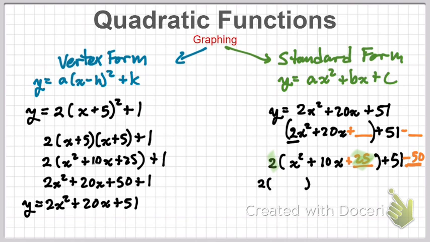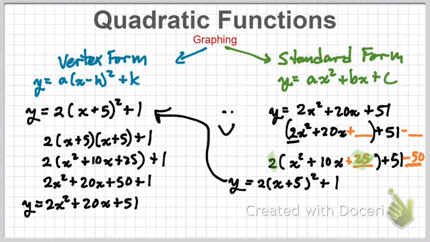All right, so now let's write it out. We have 2 times something squared, and then we have our plus 1. We got plus 1 because 51 minus 50 is 1. So I factor this, and I get x plus 5, and there you have it. There's my other quadratic, or my other form, the vertex form. So that's how you go from vertex form to standard form, and then from standard form back to vertex form. Part 2 will have the graphing stuff.